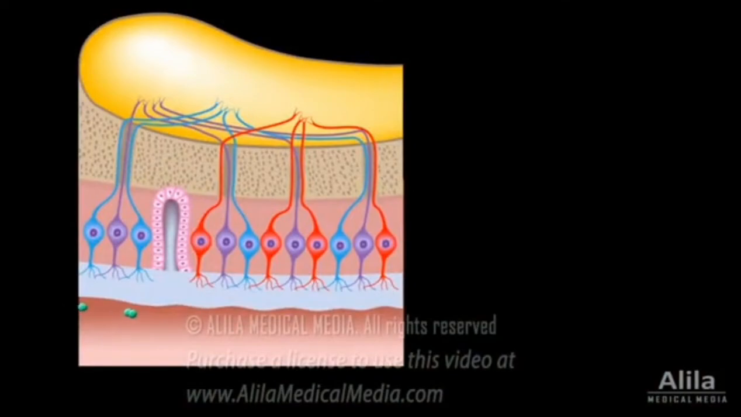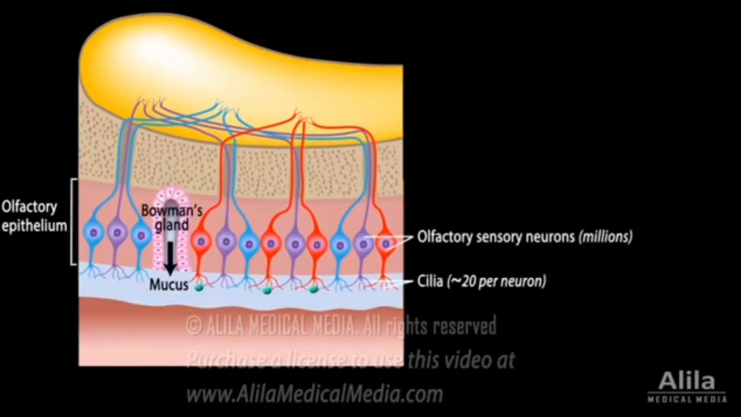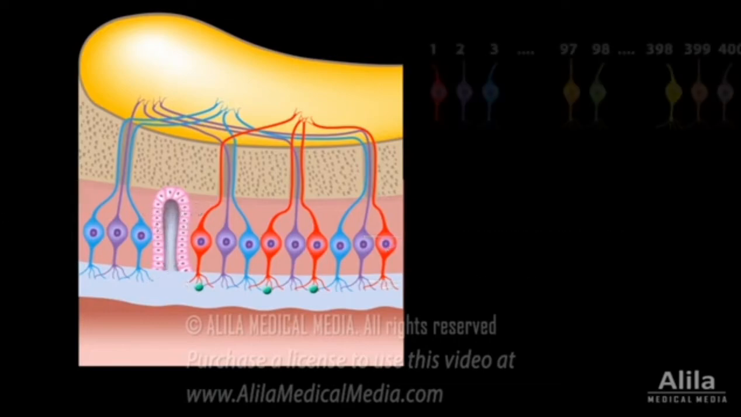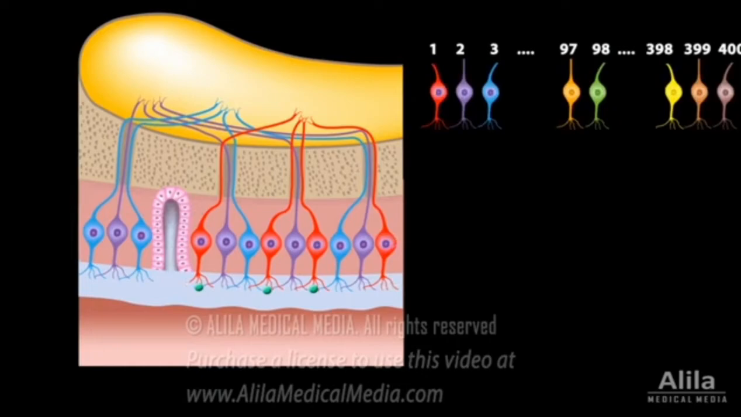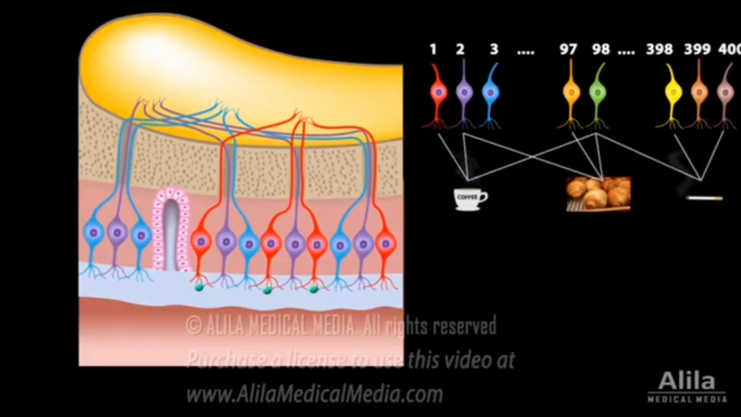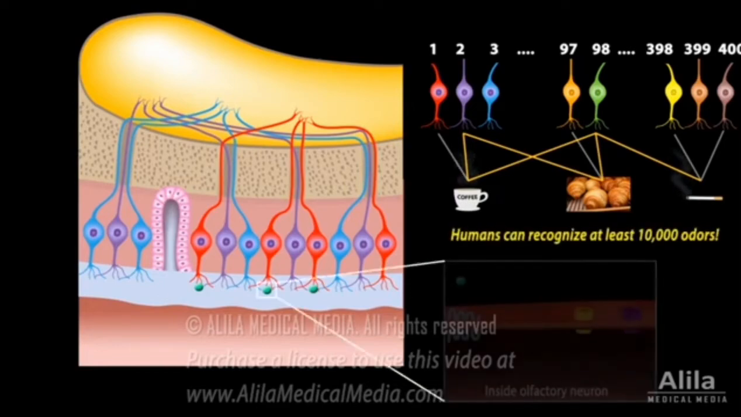Odorant molecules are first dissolved in the mucus secreted by the olfactory epithelium, which guides them to the cilia of olfactory neurons. This is where odorant molecules bind to their receptors. Each neuron expresses a single type of protein receptor. There are only about 400 different receptors in humans, but they are used in a combinatorial way such that one odorant can bind several receptors, and one receptor can bind several odorants. This enables the olfactory system to recognize an enormous number of odorants.